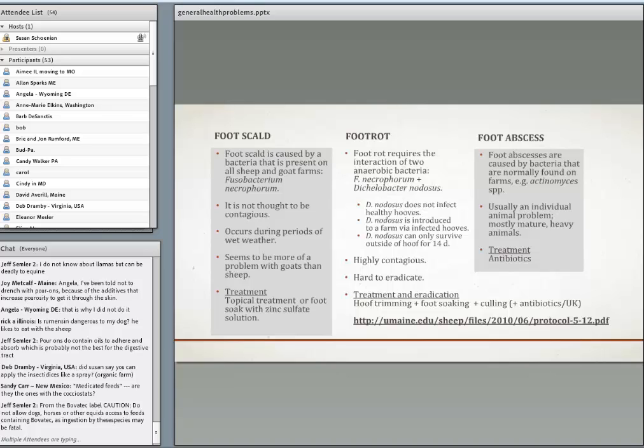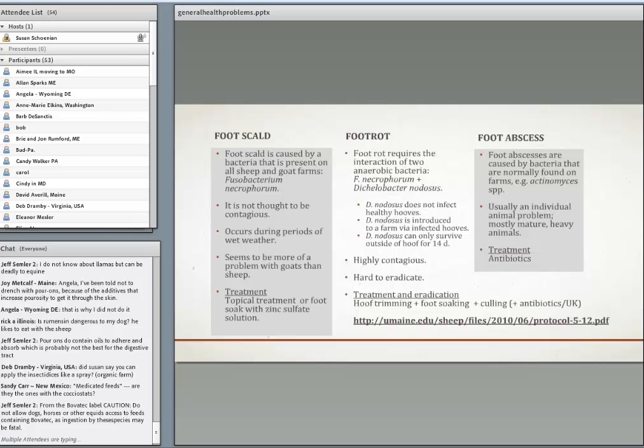Okay, let's talk a little bit about each of these hoof problems. Foot scald, the inflammation between the toes, is caused by a bacteria that is present on all sheep and goat farms. Wherever there's sheep and goats and actually cattle, this bacteria exists. Fusobacterium necrophorum. Foot scald is not thought to be contagious because that bacteria is wherever the sheep and goats are. So it's environmental. We see outbreaks when it's wet. It seems to be more of a problem with goats than with sheep.